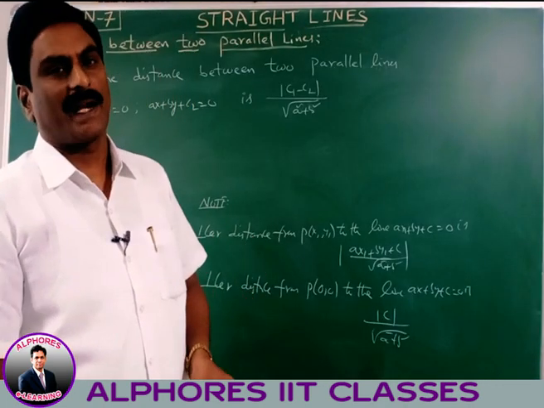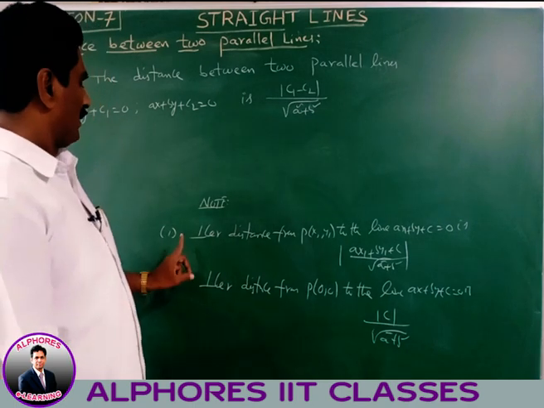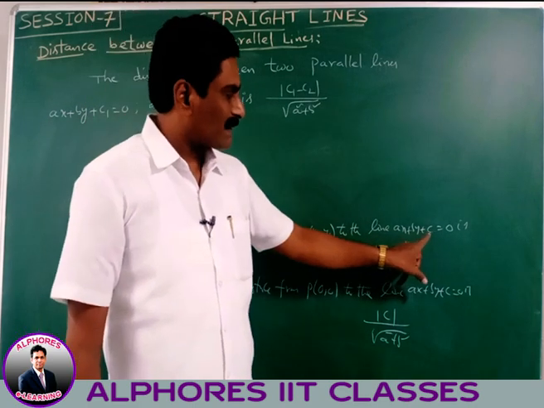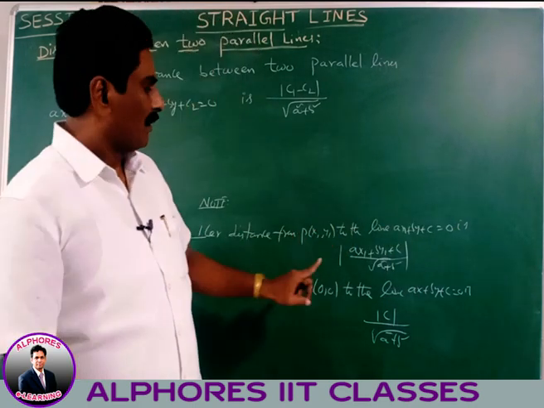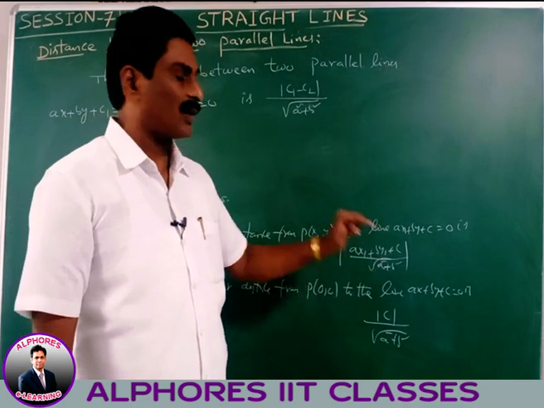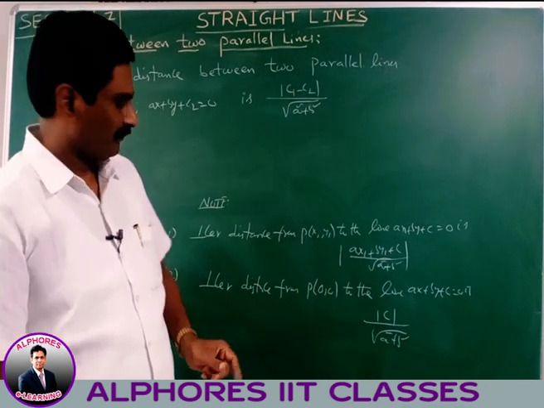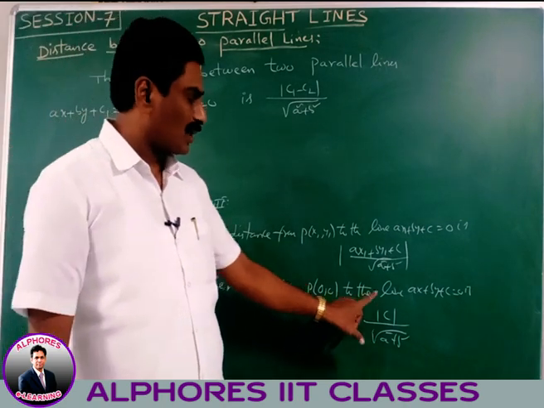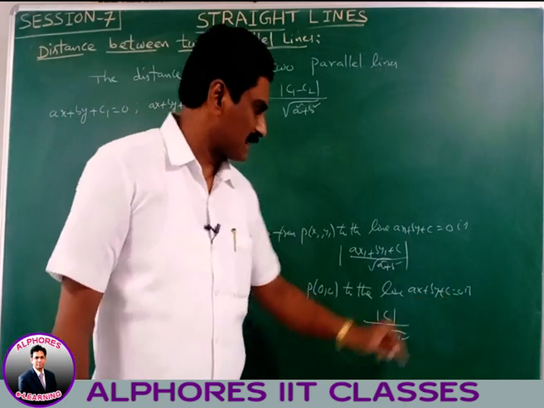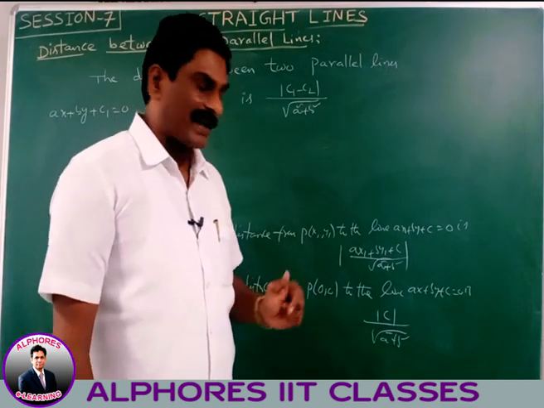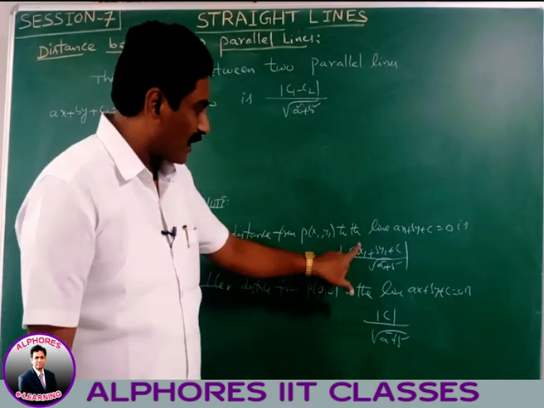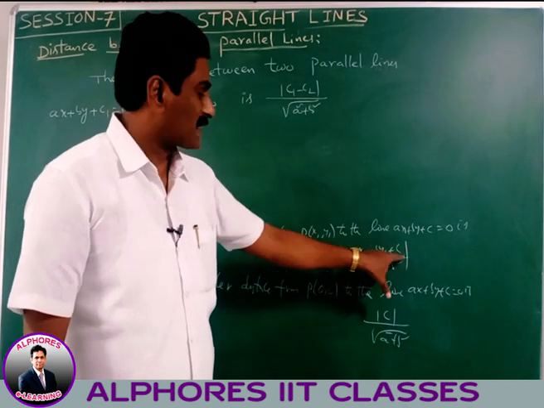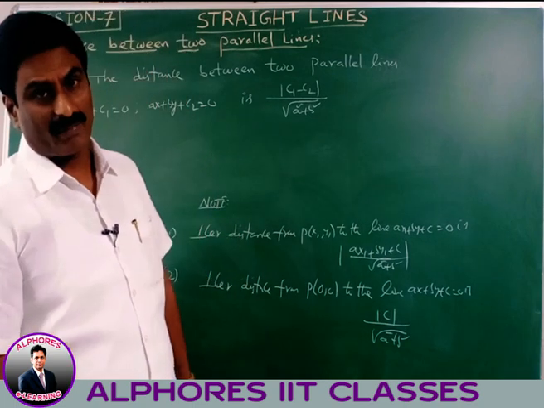Next, please write the note point. The perpendicular distance from P(x1, y1) to the line ax + by + c = 0 is mod (ax1 + by1 + c) by root over a square plus b square. Next, the perpendicular distance from P(0, 0) to the line ax + by + c = 0 is mod c by root over a square plus b square. Replace x1, y1 as 0, 0: a into 0 means 0, b into 0 means 0, plus c. That means mod c by root over a square plus b square.